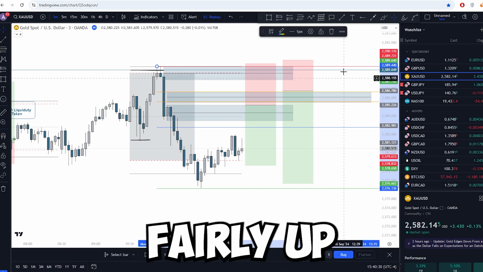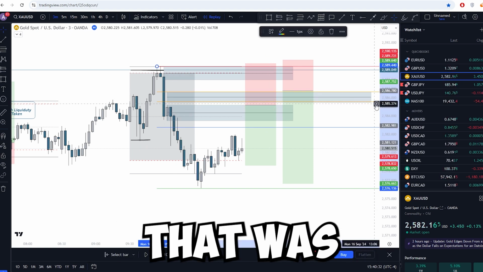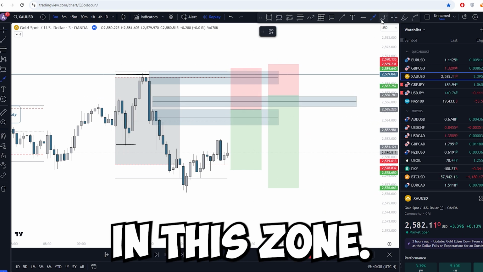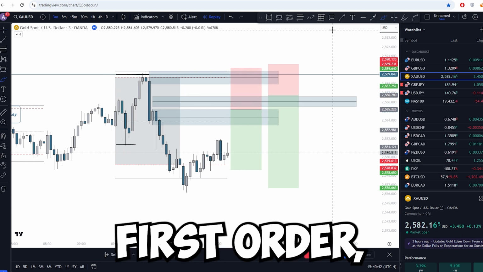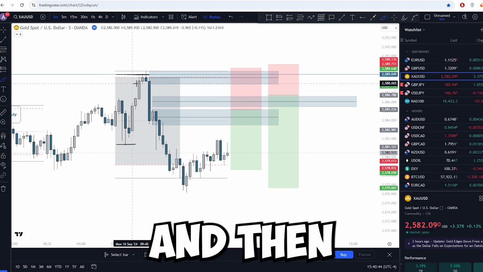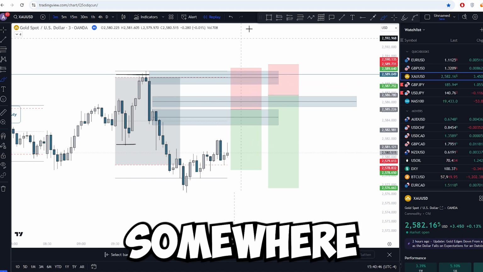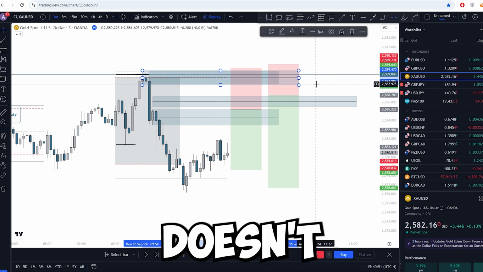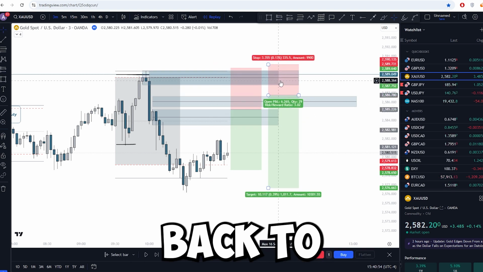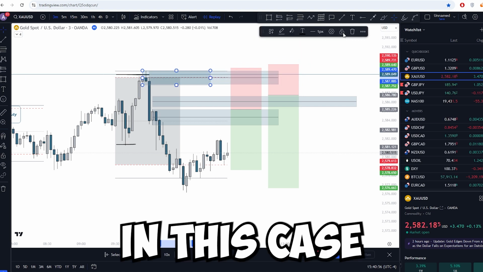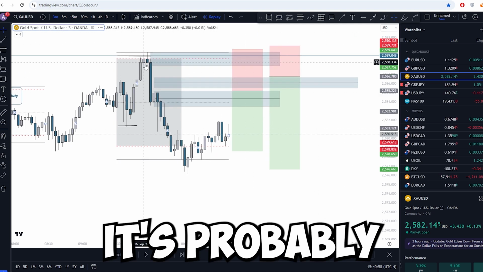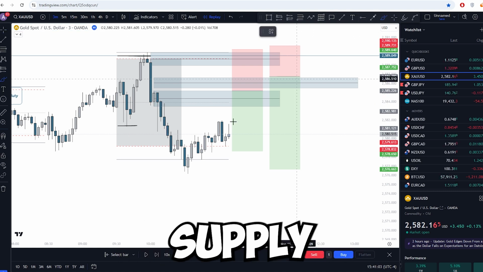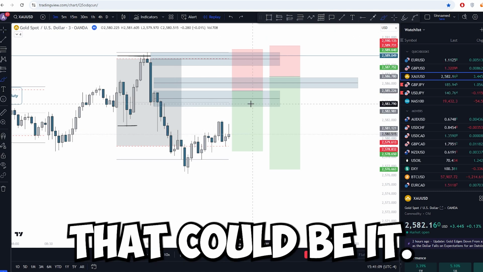Okay, so we have a fair value gap there. That was my first pending order right here in this zone, in this imbalance right there. That's my first order, as you can see there. And then I'll put my second order somewhere here on the extremity, although price doesn't necessarily always come back there. So in this case, it's probably not going to come back. However, we do have this interesting supply right here, that one. So that could be it.